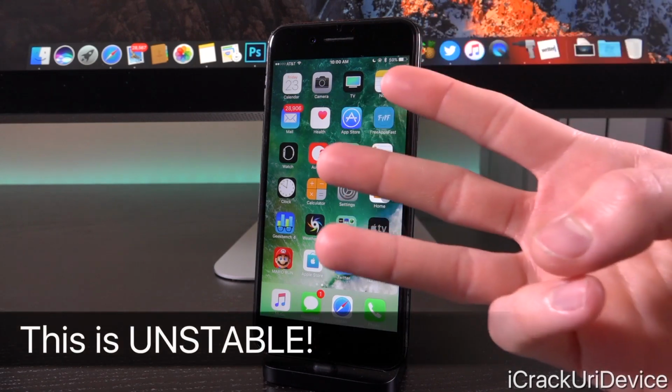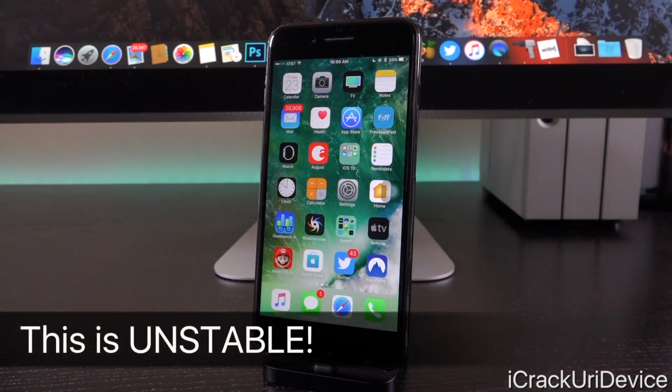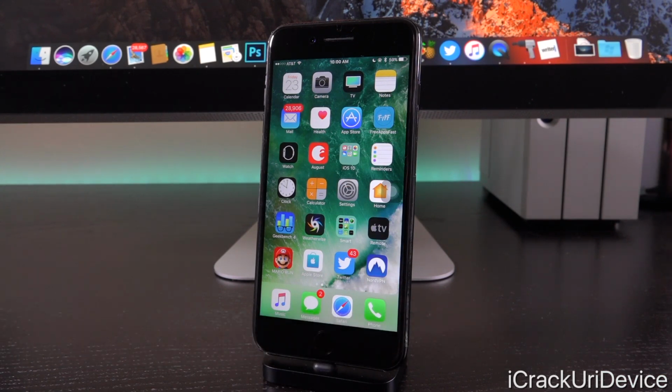Now, the third caveat is probably the most important. This is incredibly unstable. I'm telling you guys right now, and I'm going to reiterate this throughout this video, this should not be used by you. Only developers intending to actually work on or develop things for the iOS 10 jailbreak. Now, let's get into exactly why.